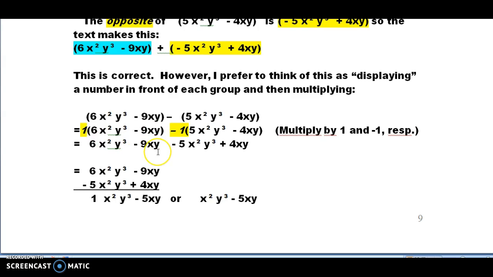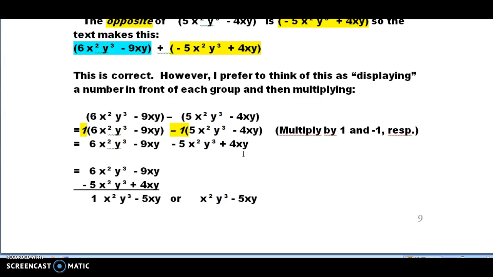The second two terms, we're going to take minus 1 times the 5, gives us the minus 5, so it's minus 5x squared y cubed. Minus 1 times minus 4, using the distributive property, is positive 4xy. Either way, you get exactly the same answer. Use the way that you prefer.